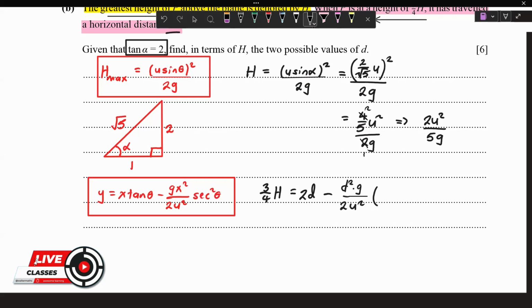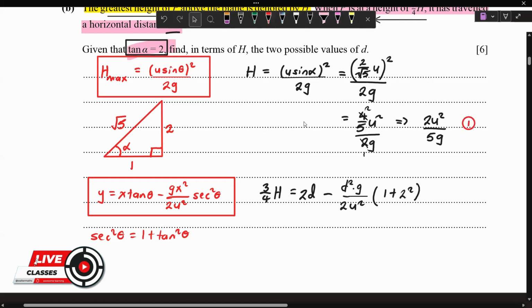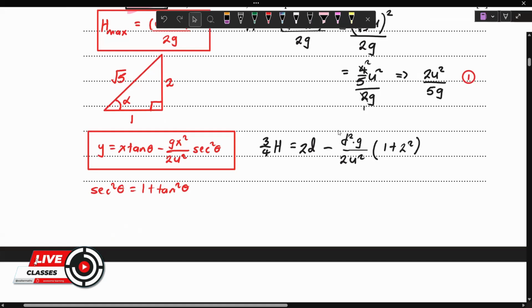Now I want to write sec squared theta as tan squared theta plus 1. Basically, we know that sec squared theta is the same as 1 plus tan squared theta. So in our case, for sec squared alpha, we're going to write 1 plus tan squared alpha. Remember, tan alpha is 2, so that's 1 plus 2 squared. So let's simplify this. What we got earlier, I'll call it equation 1, so we are working on the other one right here.